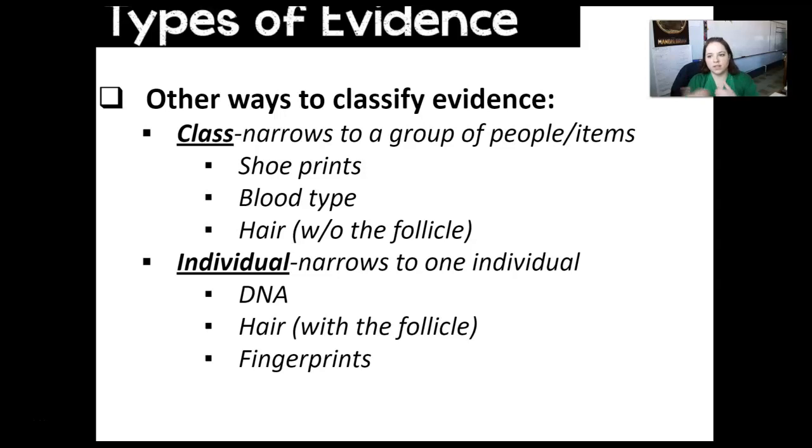So it's not individualized. And then you've got individual. This narrows it down to one individual. So like when I rip my hair out and I've got that follicle, they can link it to me. DNA, they can link my DNA to me.